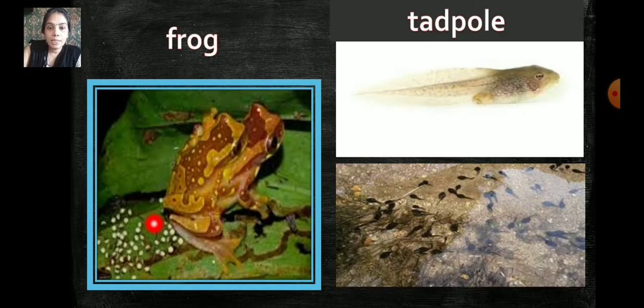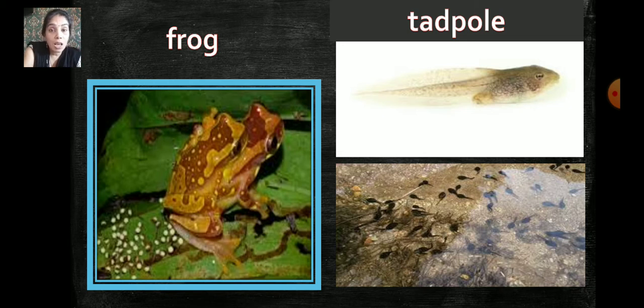It lays the eggs in the water. The frog eggs go through some stages to become an adult. The first stage is the frog lays eggs, and they become tadpoles. These are the eggs, and after some days they hatch and look like a fish. That is called a tadpole. From the tadpole the young frog develops, and slowly the tail will become the limbs of the frog, and finally it will become an adult frog.